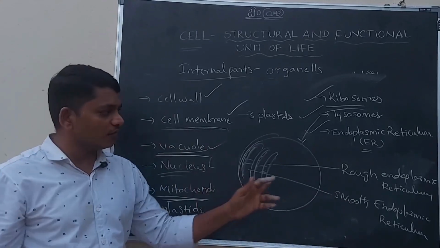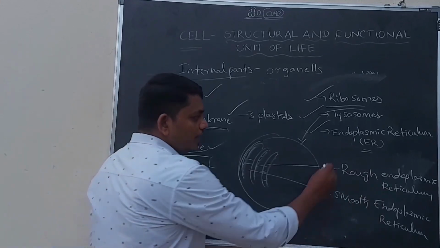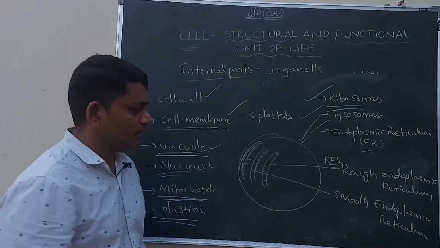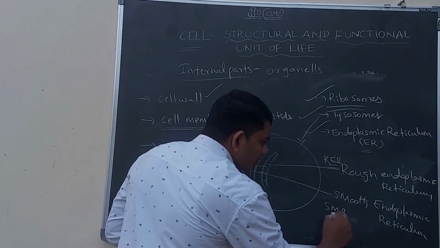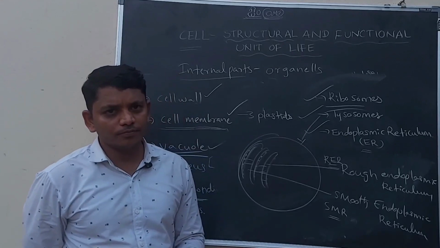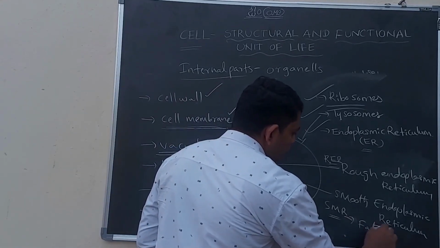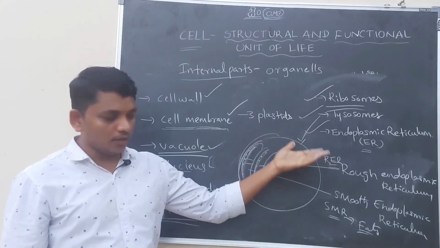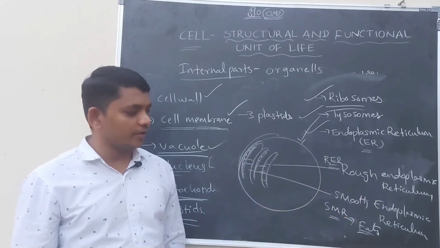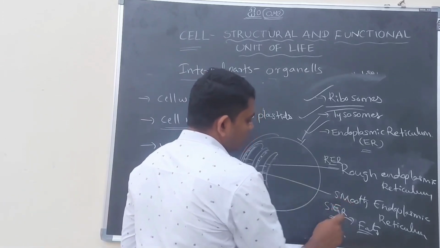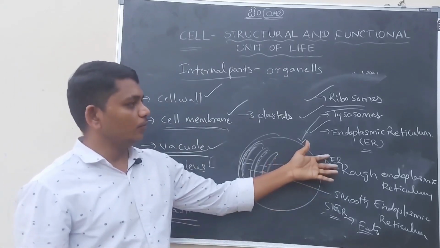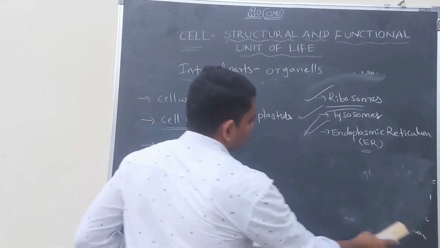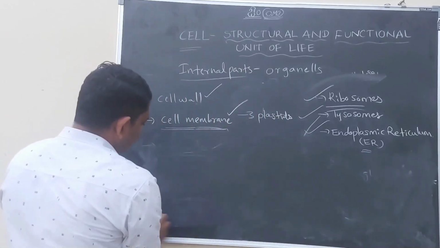Let us discuss the function of the rough endoplasmic reticulum, RER. It is to synthesize proteins. The function of the smooth endoplasmic reticulum, SER, is to synthesize fats. Here proteins and here fats are synthesized. These are important internal organelles of the cell.